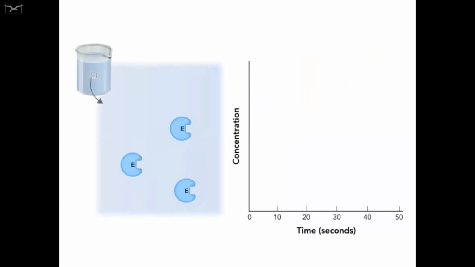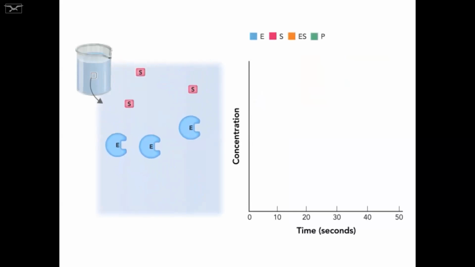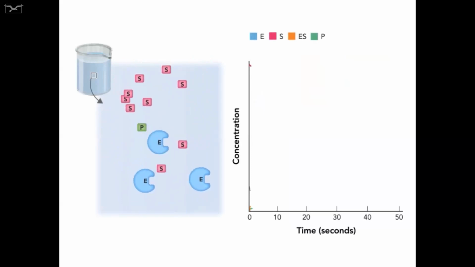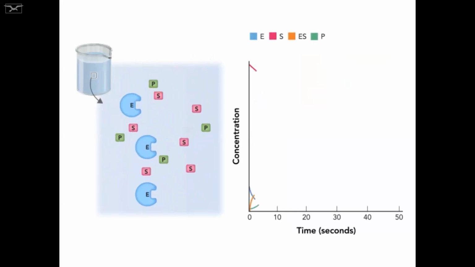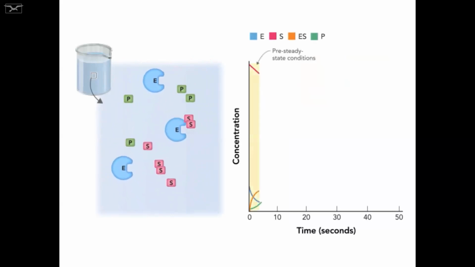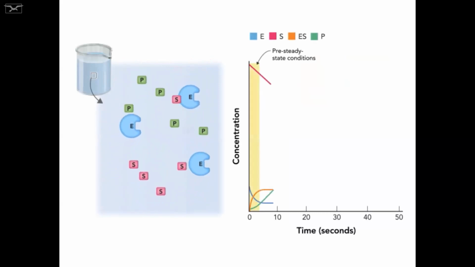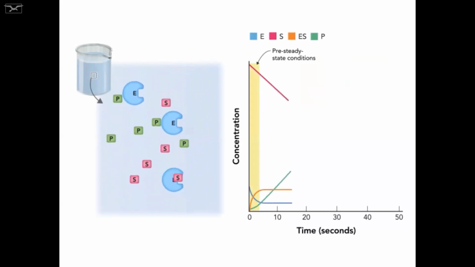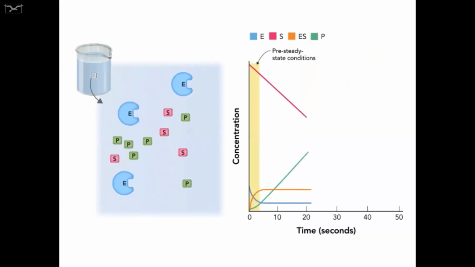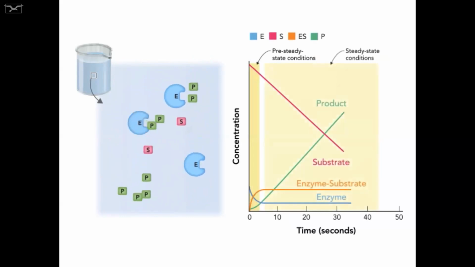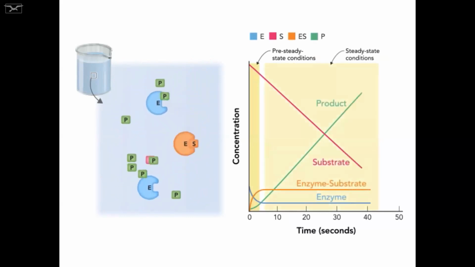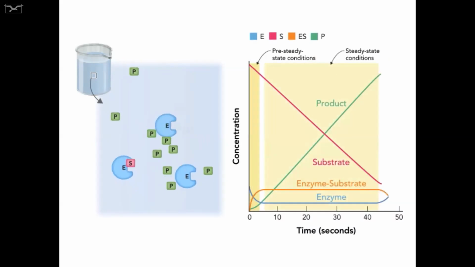If we graph the concentration of enzyme, enzyme-substrate complex, and product over time, we would see an initial burst of product formation that corresponds directly to the first step of the reaction, enzyme-substrate complex formation. This is called the pre-steady state period. After the pre-steady state period, the reaction reaches steady state, where all enzyme reaction steps are occurring at a steady rate. This is the steady state period, and during this period, the substrate concentration declines steadily as product is formed.